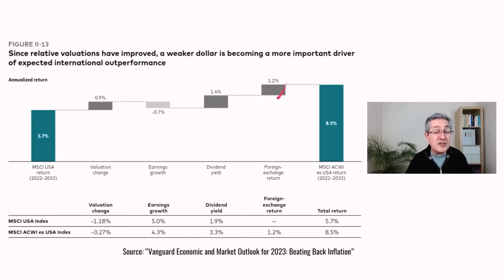Then in this kind of waterfall plot, you can see the differences between the two explained using 4 factors. 3 of the factors are positive for ex-US. One of those is valuation, because the US is more expensive, and we'd expect that valuation to normalize. Dividend yield gives another 1.4, and the foreign exchange return as the dollar weakens adds another 1.2%. And as we said, the US earnings growth is the thing which is in its favor. That's going to subtract 0.7% from the underperformance.